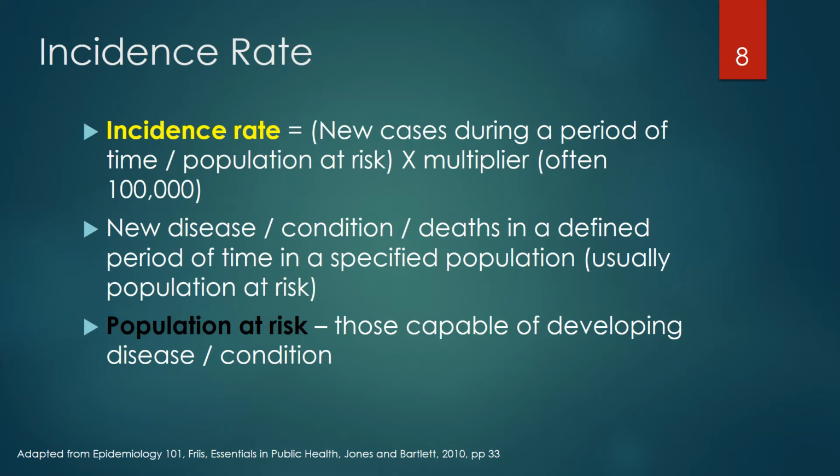Incidence rate is defined as new cases during a period of time per population at risk multiplied by a multiplier, often 100,000. These are new disease cases, conditions, deaths, etc., in a defined period of time in a specified population, the population at risk. Population at risk means those capable of developing the disease or condition.